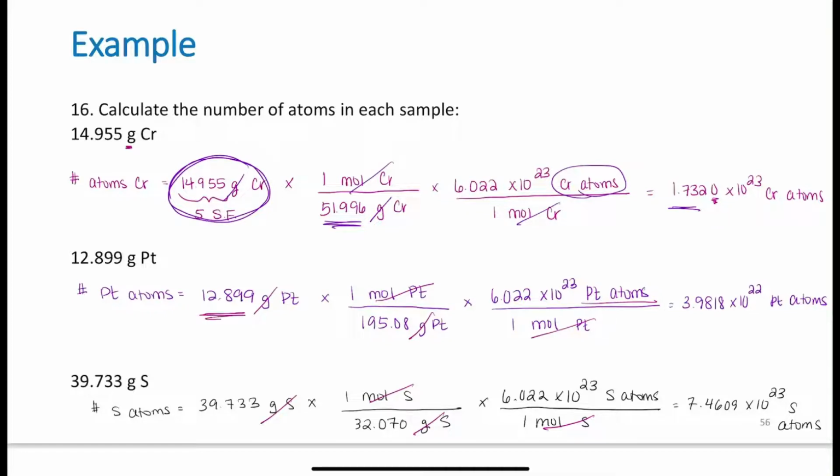Same thing here. 12.899 is a lot less than 195. And I see that this number is actually kind of a lot less, with 10 to the 22 instead of 23. So that number makes sense to me. And last one, 39.7 is bigger than 32. I expect this number to be bigger than Avogadro's number, and it is in fact bigger. So when I tell you guys to check your answers, on some questions I understand it's very difficult to think about how to check this answer, but that's what I mean.